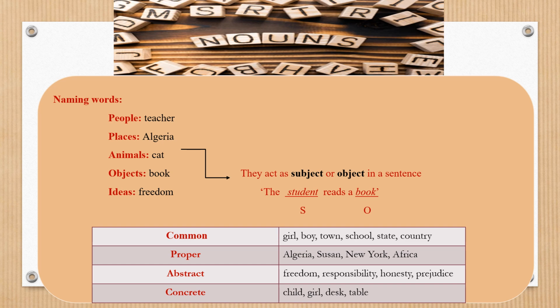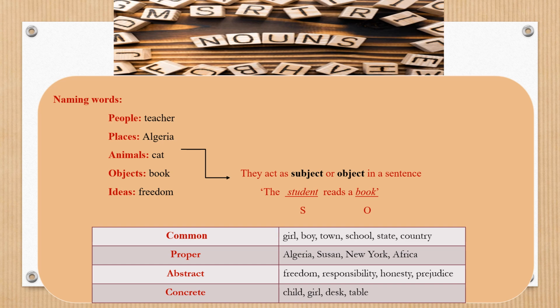Now, let's look at nouns, which are known as naming words. A noun names a person, a place, an animal, an object, or an idea. For example, teacher is a person, Algeria is a place, and freedom is an idea. In a sentence, nouns often function as subjects or objects. Take this example. The student reads a book. Here, student is the subject and the book is the object of the sentence.